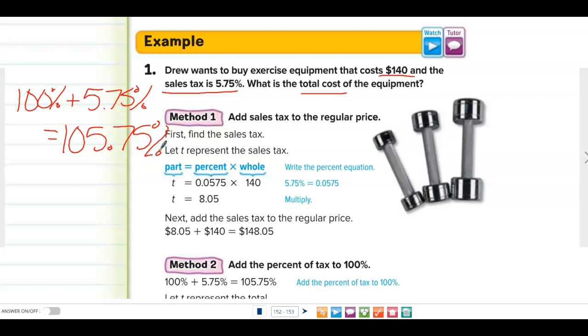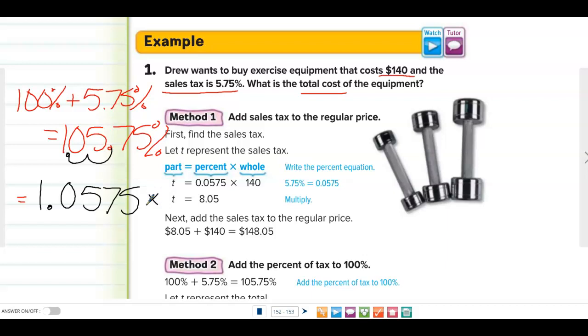Good. Everybody okay with the percent that I got? Yes. So that's what I'm actually going to end up paying in the end. Okay, so now I need to take my percent and change it into a decimal. So if you do that for me, what will my decimal be? Gracie? 1.0575. Good. Okay, times my whole or my total cost of my equipment, which is what?